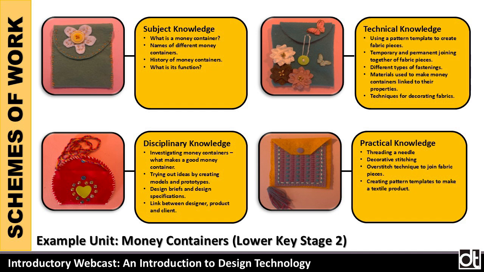Technical knowledge is the knowledge of how things work, how things are made, and how to make things work. It is the knowledge that is needed to design and make a product so that it functions as it should. So when designing and making money containers using textiles, the technical knowledge is knowing how pattern templates are used to create textile pieces, and the different techniques to join the textile pieces, for example, permanent joins using stitching or temporary joins.